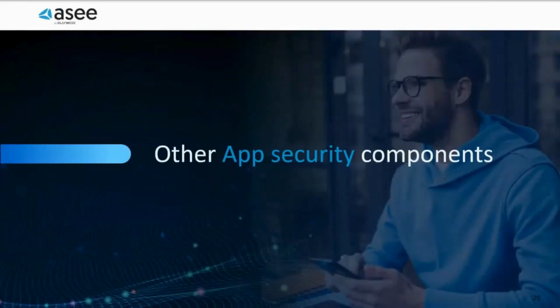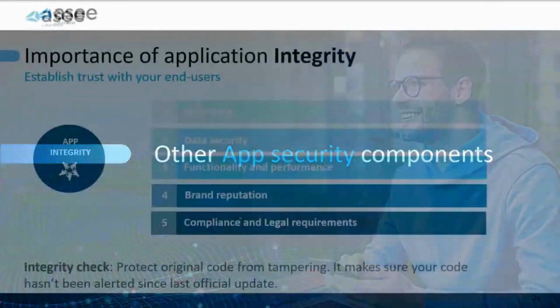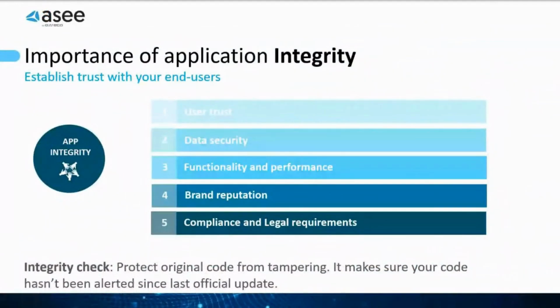There are other app security components we provide beside RASP and its portal. This is integrity check. So integrity check is protecting the original code from tampering, and it makes sure that your code hasn't been altered since the last official update. Why is integrity check important?